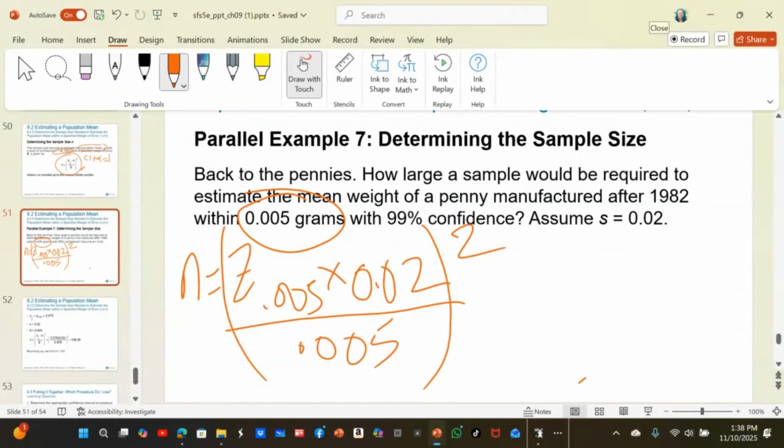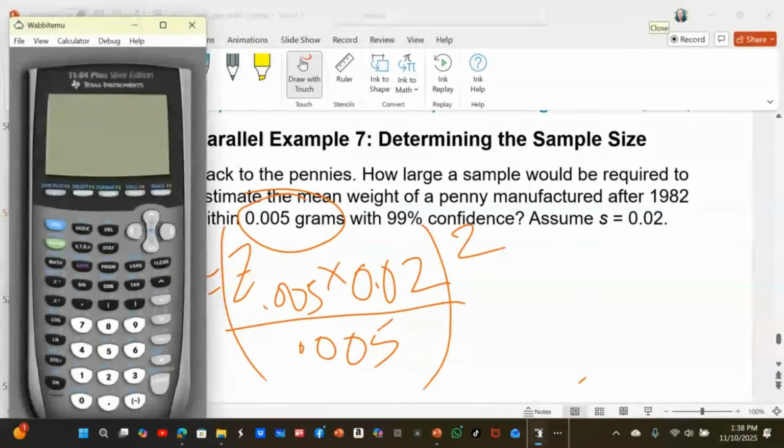So we pull our calculator up. We'll find the critical value, and remember it is the Z critical value. So second distribution, number 3 is the Z critical value. Okay, so that is 0.005. Arrow down. The mean is 0, standard deviation is 1, and I'm going to paste. Then multiply this answer by 0.02. Then divide this answer by 0.005. Then square the result.